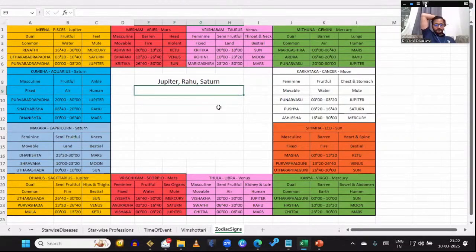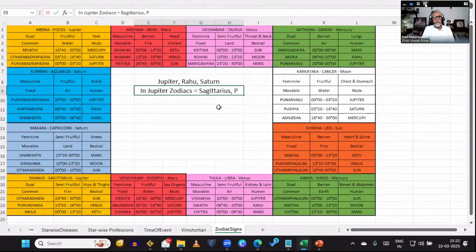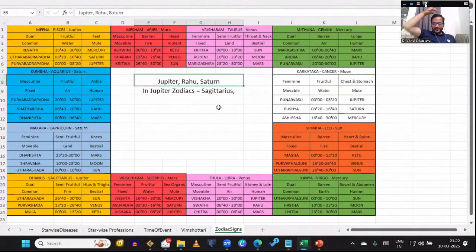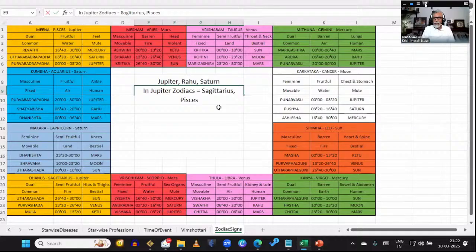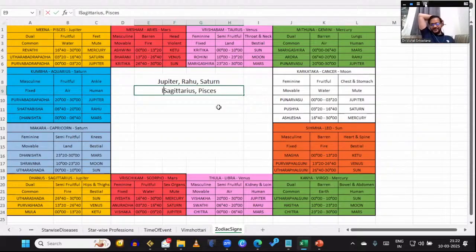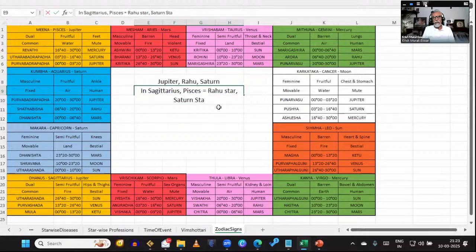Now in the Jupiter zodiac, what are the Jupiter Rasis? Sagittarius and Pisces. If you want the numbers, it is 9 and 12. So in Sagittarius and Pisces, are there Rahu stars? Are there Saturn stars?